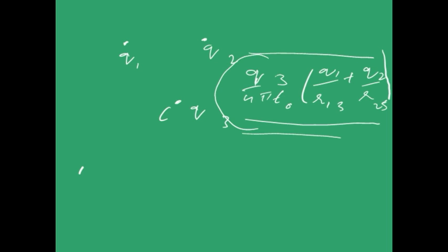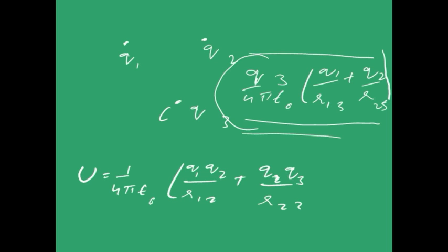Let me write it for you. The potential energy of the system becomes 1 by 4 pi epsilon naught into Q1 Q2 by R12 plus, and there are three charges altogether, and 3C2 is 3, so there are three terms finally.